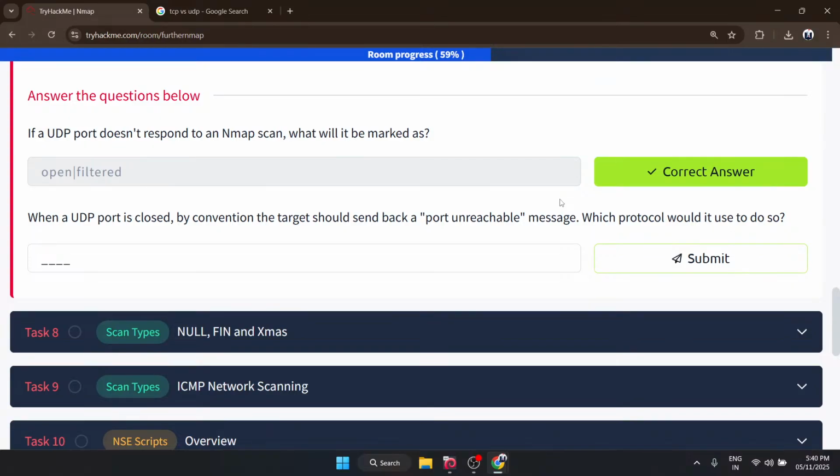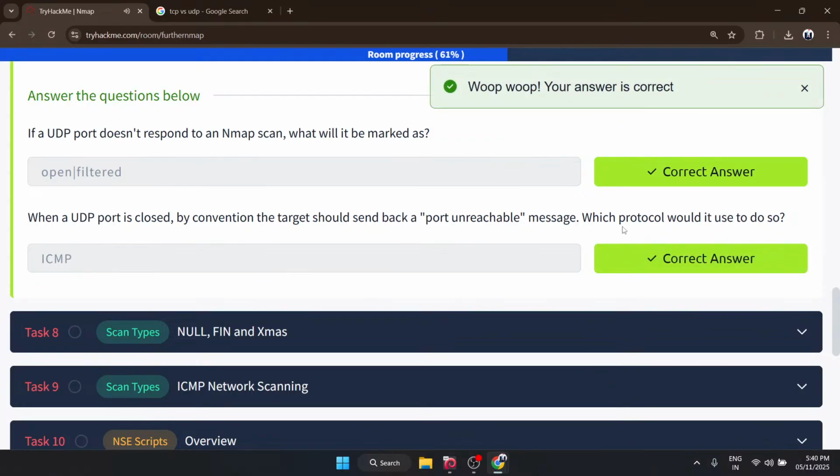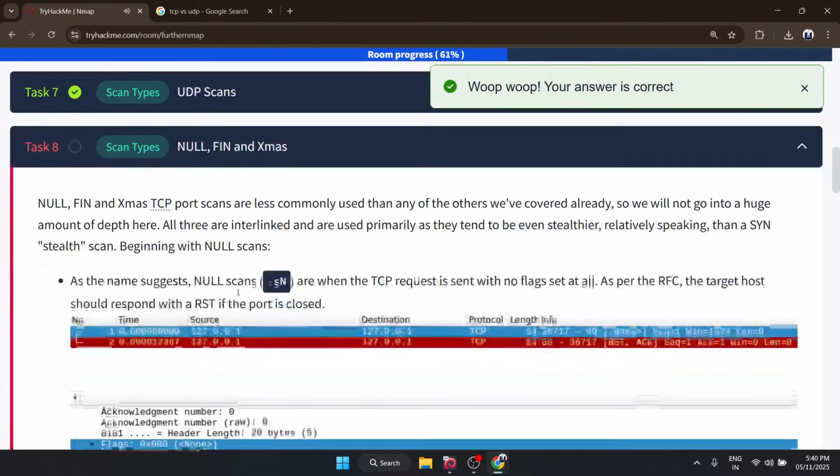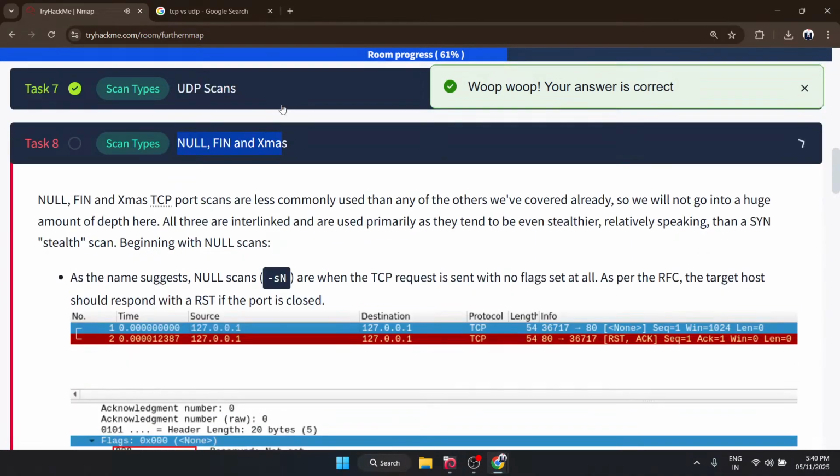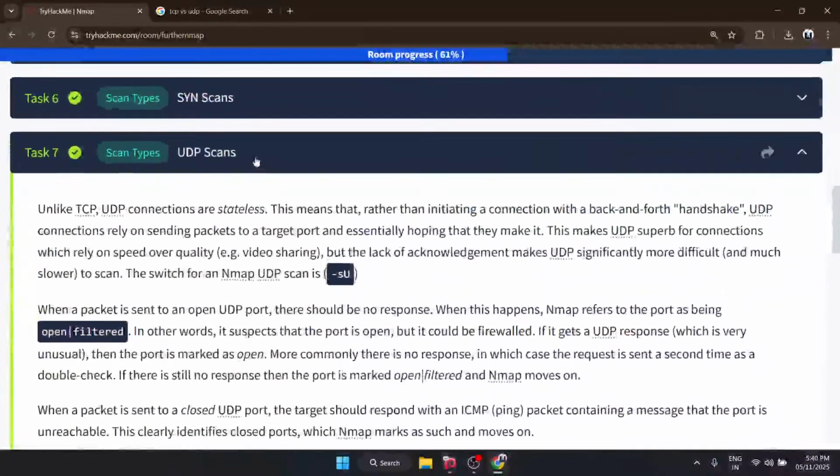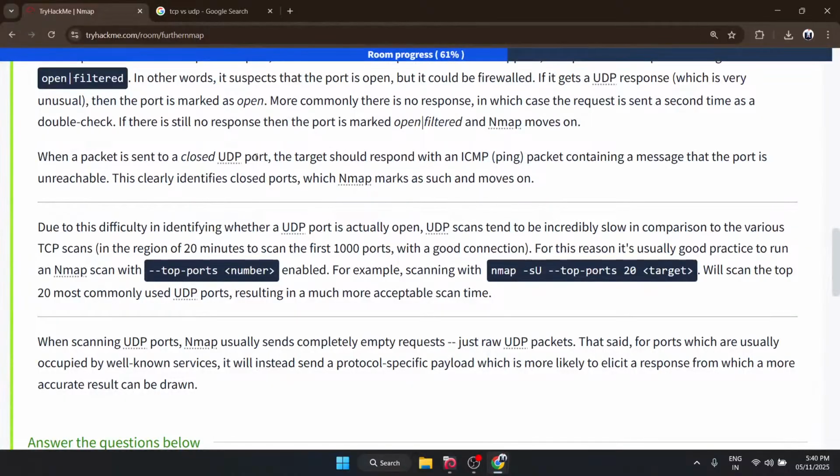ICMP. Yes, you're correct, Louise. It's ICMP. Let's go to the next one. Null, fin, Xmas scans. Yes, Pavani, you are also correct.